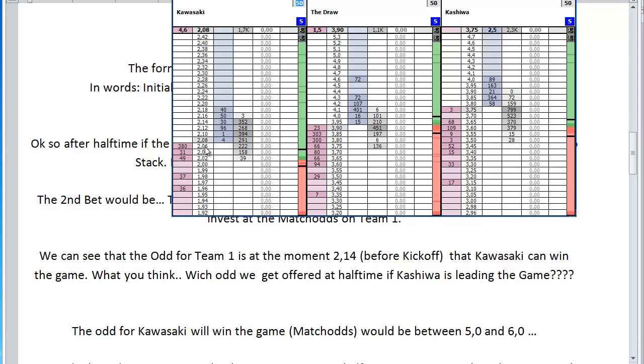Okay, you can for sure use Soccer Mystic or other programs where you can predict your odd, where it would be if a situation happened. Okay, if the odd is lower than 2.08, the odd would not be 5, it depends. If it's 1.5, it would be maybe between 4 and 5, something like that. Okay, in this case we can predict an odd between 5 and 6 after Kashiwa is leading the game.